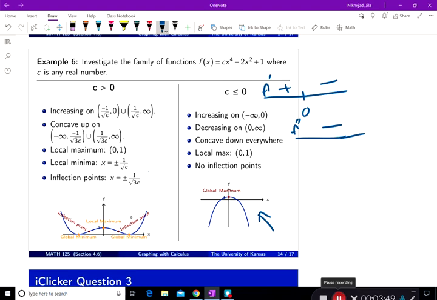So the function depends on the positive or negative value of c, and it gives you 2 completely different shapes. And some of your WebAssign questions ask similar types of parameterized curves, basically.